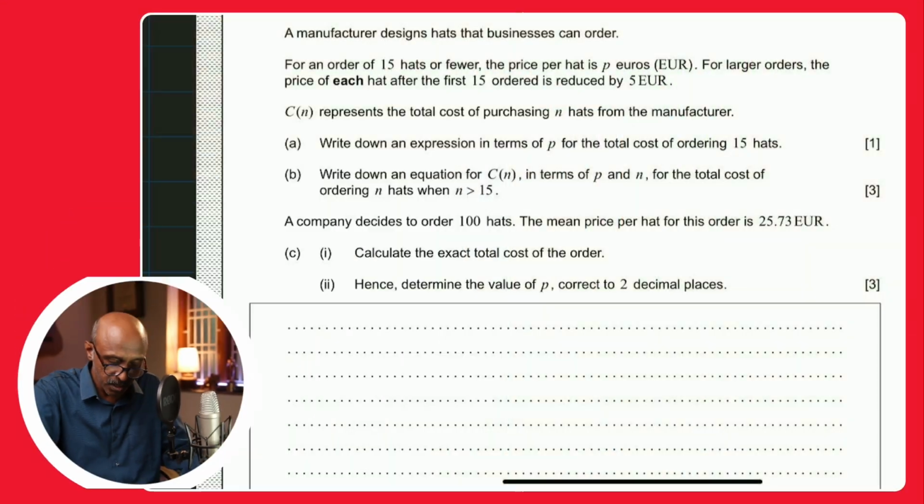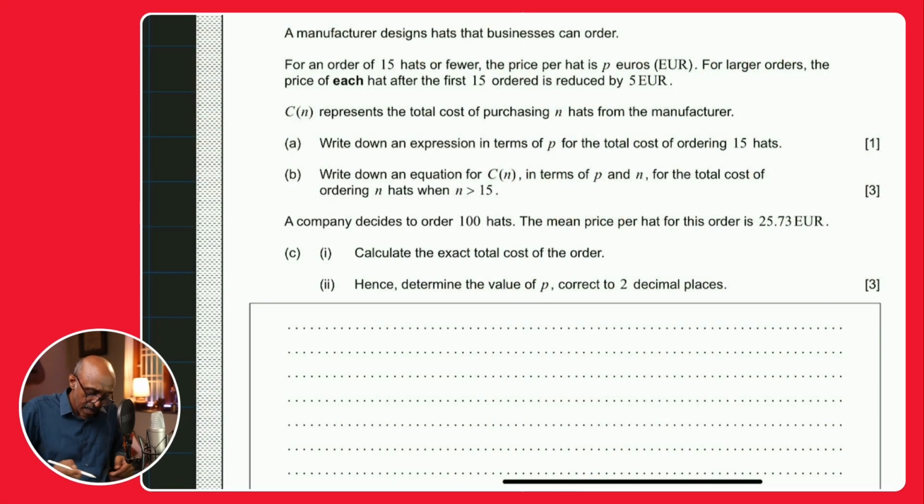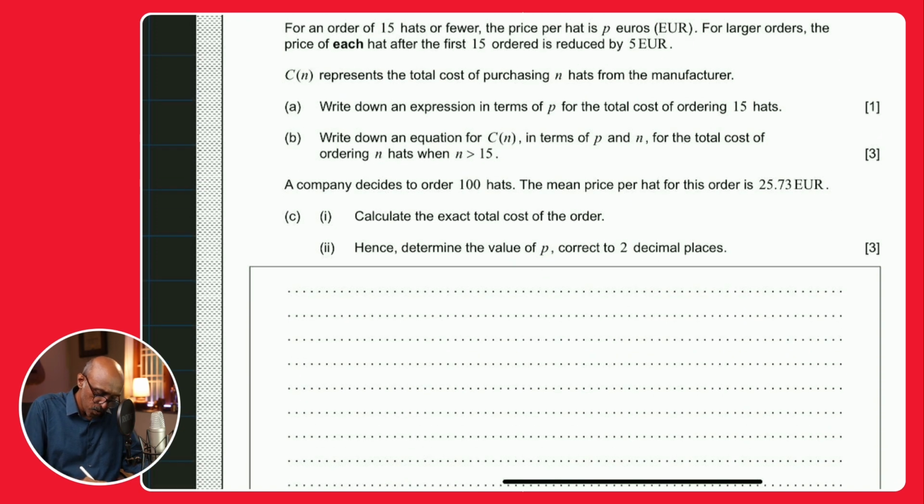So here we are. This is question number 4, and a manufacturer designs hats that businesses can order. For an order of 15 hats or fewer, the price per hat is €P. For larger orders, the price of each hat after the first 15 ordered is reduced by €5. Understand the situation very, very clearly.